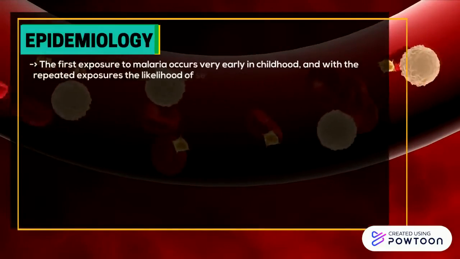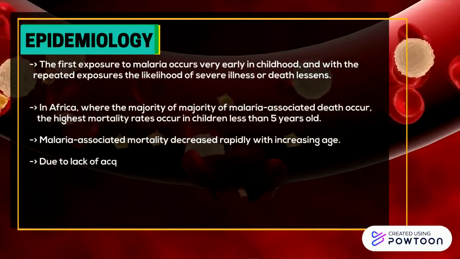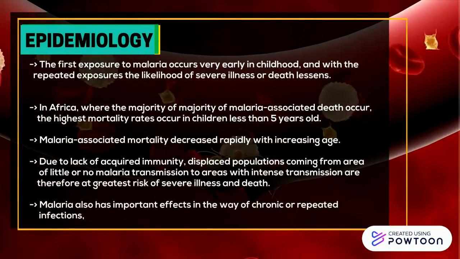Epidemiology. The first exposure to malaria occurs very early in childhood, and with repeated exposures, the likelihood of severe illness or death lessens. In Africa, where the majority of malaria-associated deaths occur, the highest mortality rates occur in children less than 5 years old. Malaria-associated mortality decreases rapidly with increasing age.